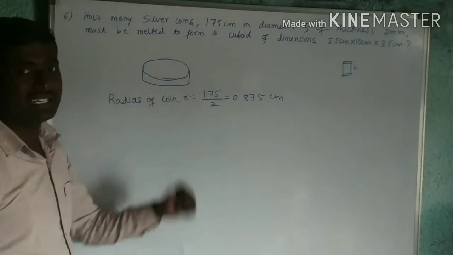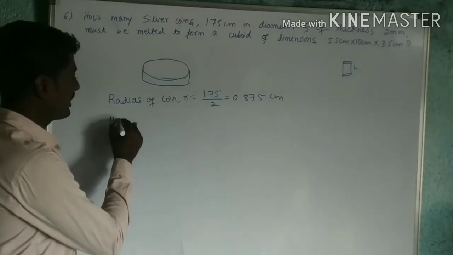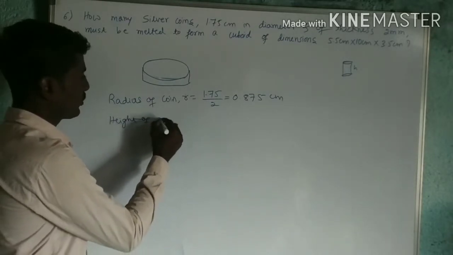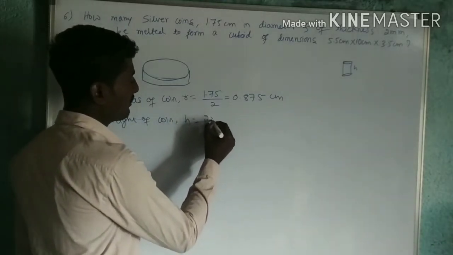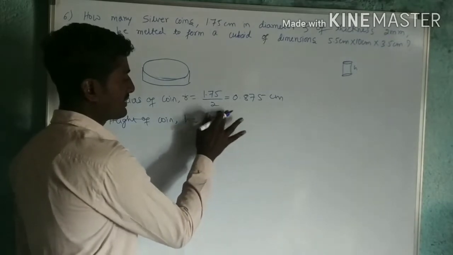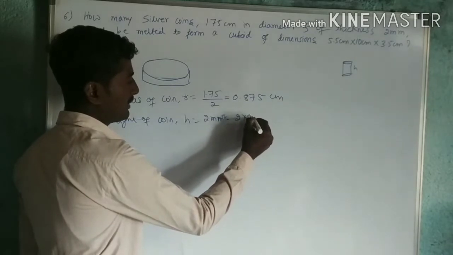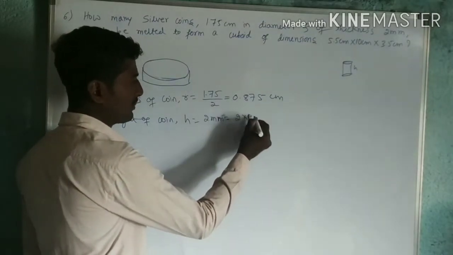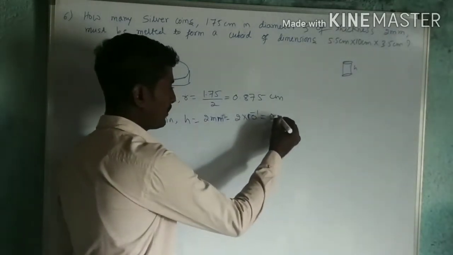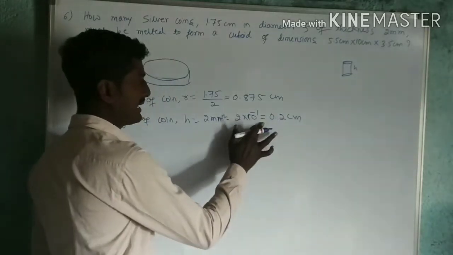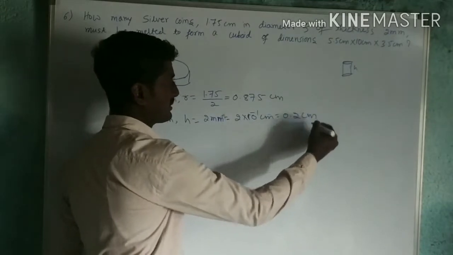Next, the height of the cylinder, the height of the coin. 2 mm is given. I will take it as h. This millimeter I have to convert into centimeter. So this is 2 into 0.1, or 10 power minus 1. So this will be 0.2 centimeter. I must write centimeter here.